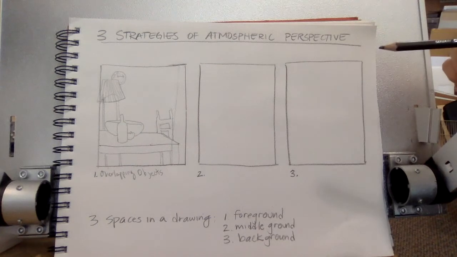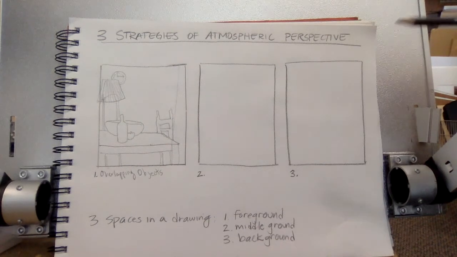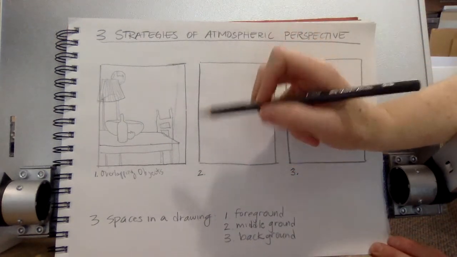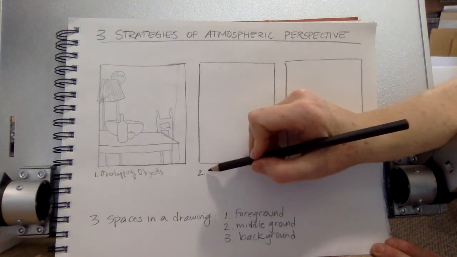The second strategy of atmospheric perspective is diminishing size.